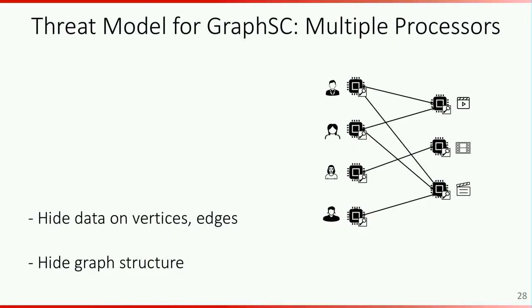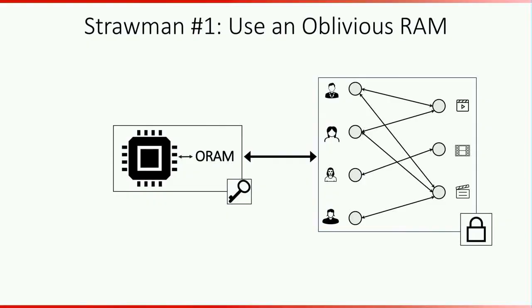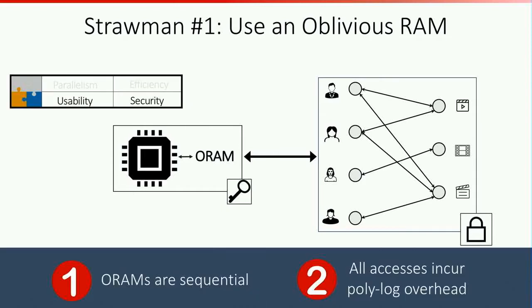When we move to multiple processors, then we have an additional challenge in terms of how to split this computation into multiple processors. And we still need to ensure the same properties. That is, we want to hide data on vertices and edges and hide the graph structure. And it turns out how you parallelize it may have an effect on how we achieve these properties. So given this, let us try to see how we can achieve this in our scenario. A first strawman would be just to use an Oblivious RAM. And an Oblivious RAM ensures that all access patterns are oblivious.